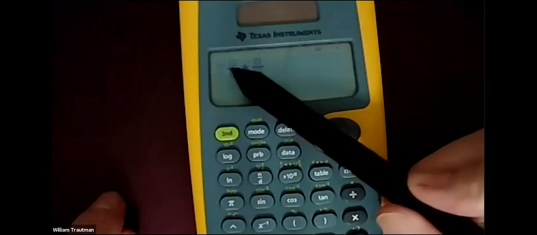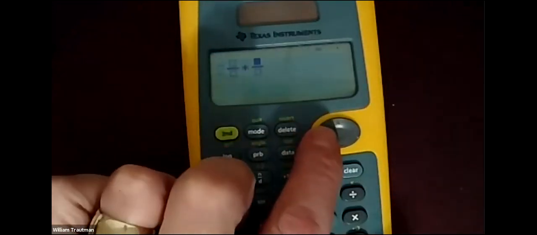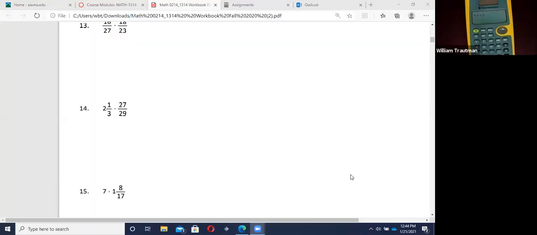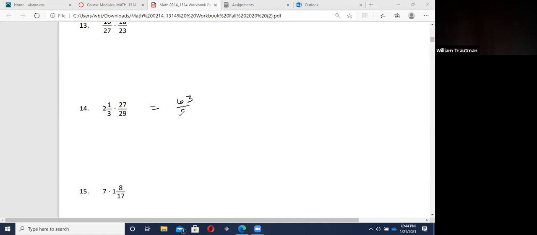So I just typed in the mixed number and then I typed in the fraction. Now I can arrow over and just fill it all in if I wanted to. And that's what I'm going to do because I have to go back to the book and look at it. And it was 2, and arrow over 1/3 times 27 over 29. And when you type this in, you should get 63 over 29.